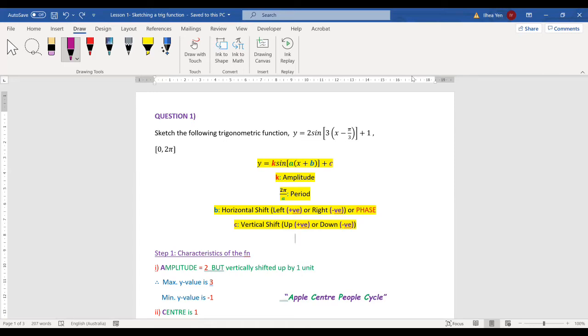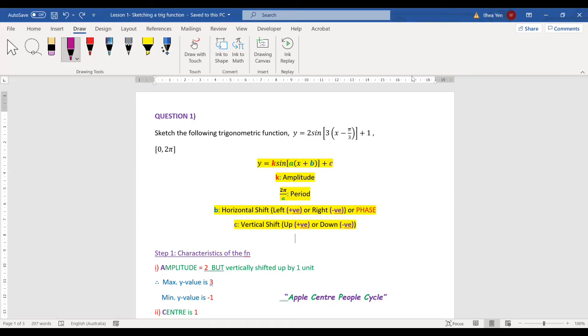Now, there are 4 steps to sketch the trig function. Lucky for you, 4 is, I think, just enough to manage. First step is gathering all the information you need. I'll put it as the characteristics of the function. You need to know your amplitude, your center, your period, and how many cycles this function has from 0 to 2 pi.